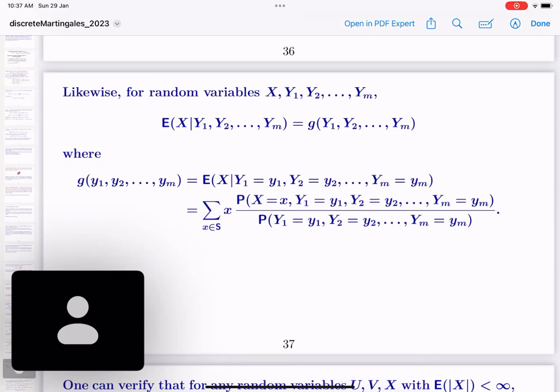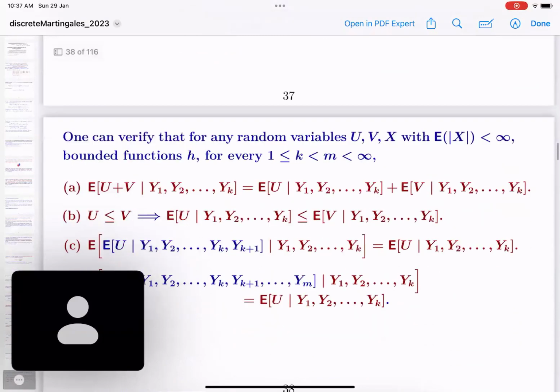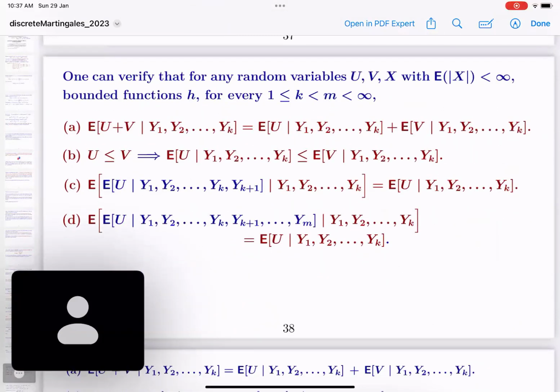Okay, so it's a simple enough thing, and now I'm just showing them. I'm not going to even read them to save time, but basically, linear, all the properties that we work with expectations work with conditional expectations. So linearity works, monotonicity works.